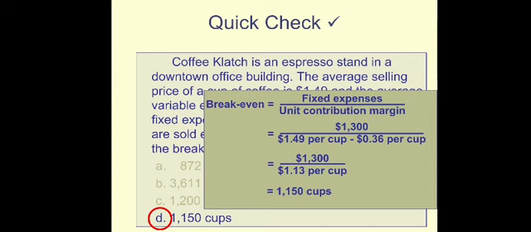$1,300 divided by $1.13 equals 1,150 cups. So the answer is D. So it means that for this business, coffee clutch business, if the business wants to achieve break-even point, the business has to sell 1,150 cups of coffee.